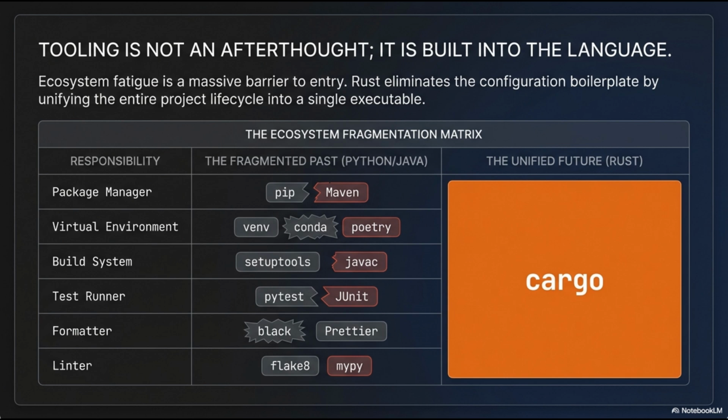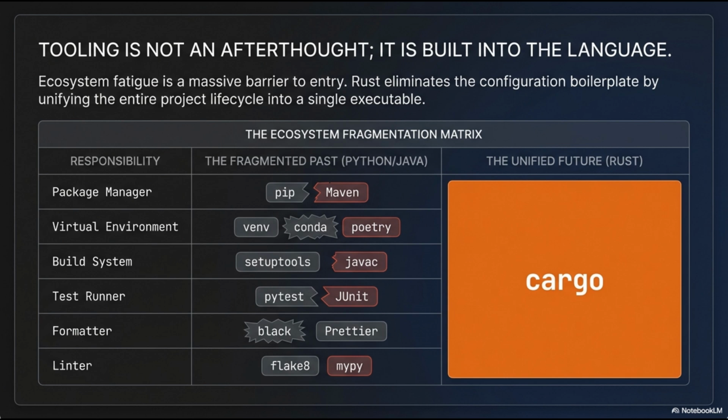And that right there is exactly why Cargo exists. The creators of Rust looked at that historical fragmentation in C++, Java, and Python, and they realized that ecosystem fatigue is a massive barrier to entry. Yeah, it definitely is. So they decided that tooling couldn't just be an afterthought. It had to be built into the language from day one.